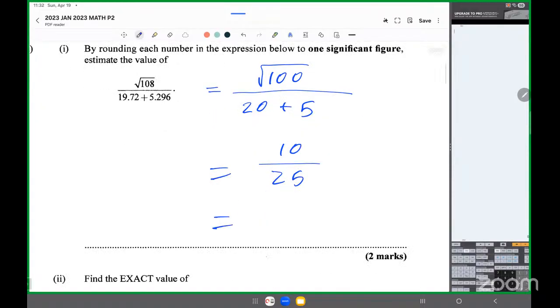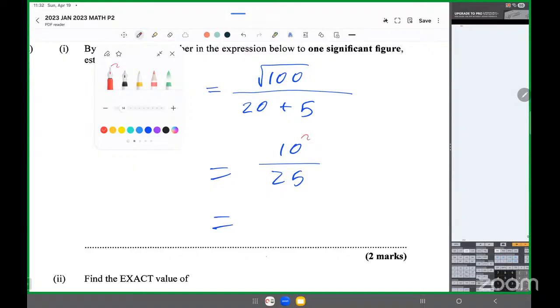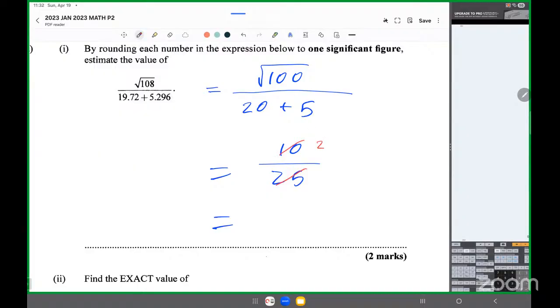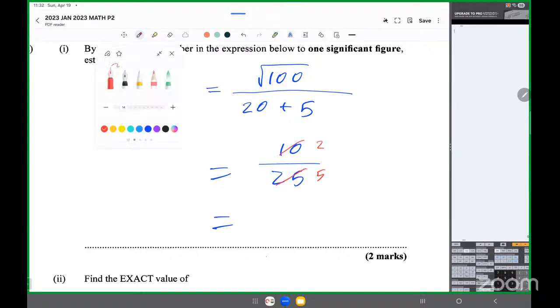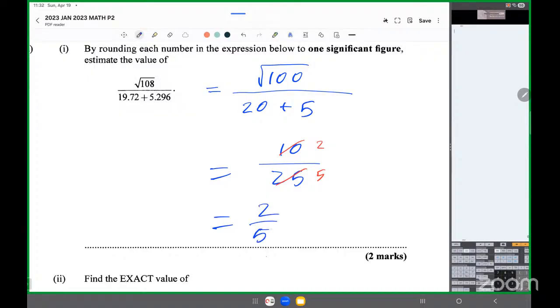So we can do 5 into this goes 2 times. 5 into this goes 5 times. So an estimated value for this is 2 over 5, or you can put 0.4. That's what they wanted you to do, to get those 2 marks. Follow the instructions. You see, this one was kind of a little bit different. Most times they say use the calculator and just work it out. No, not this time.